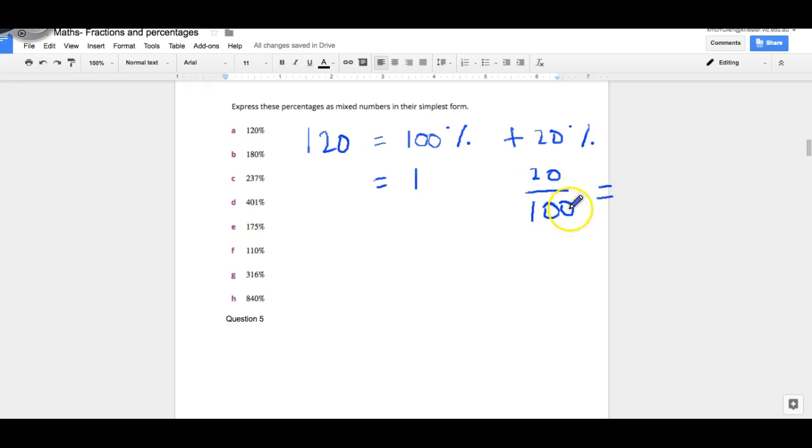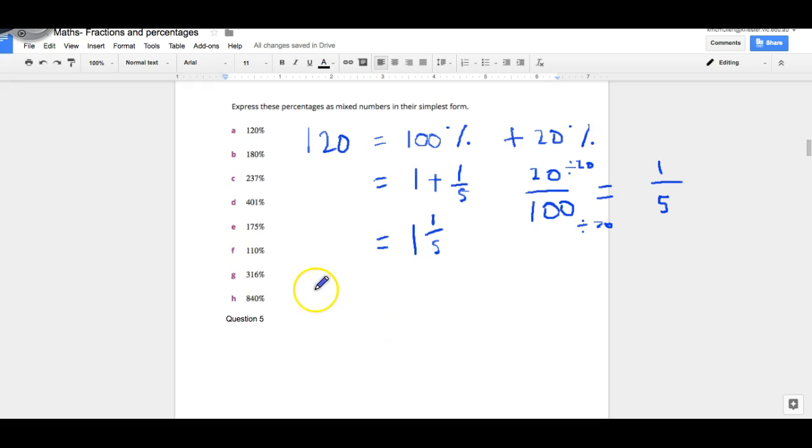And then you can just simplify this fraction. So the highest common factor is 20. So 20 divided by 20 is 1. 100 divided by 20 is 1/5. So you have here 1 plus 1/5. And we never really write the plus in there. So we're left with 1 and 1/5.